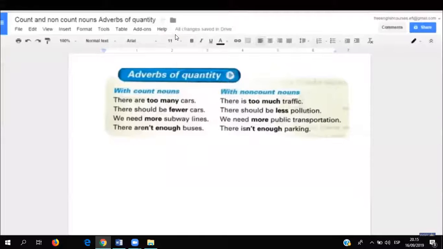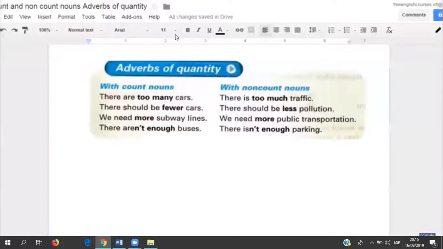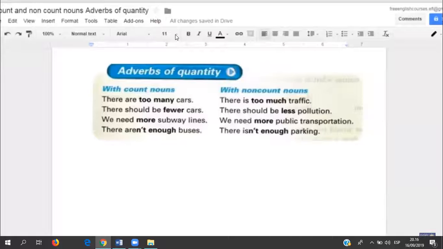Now let me point out what non-count nouns are. And just like I mentioned previously, count nouns are all of those things that you can count. People, places, or things that are easy to count, such as cars, subway lanes, or buses, like we see in the example. Now, with non-count nouns, we're going to look at nouns that are difficult to count. So for example, in our chart, we see things like traffic, pollution, public transportation, parking. Those are a little bit difficult to count. So let me give you more examples of some of the things that cannot be counted quite easily, and therefore we consider these non-count nouns.